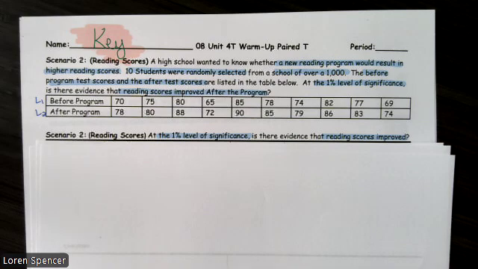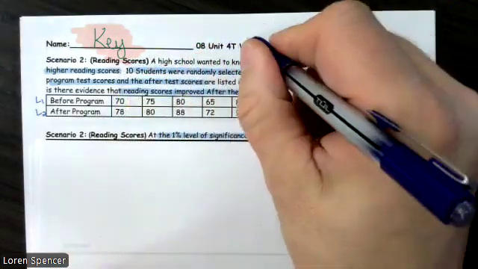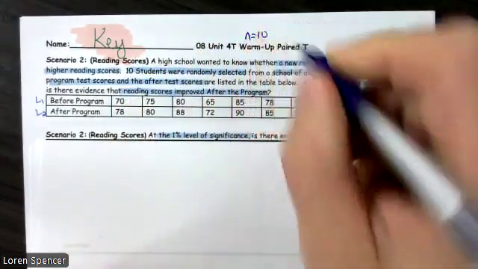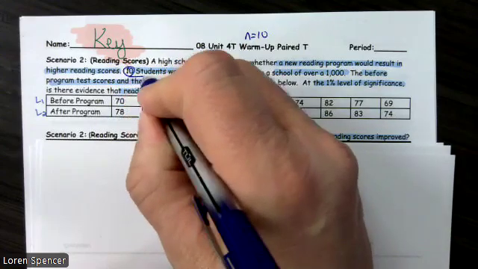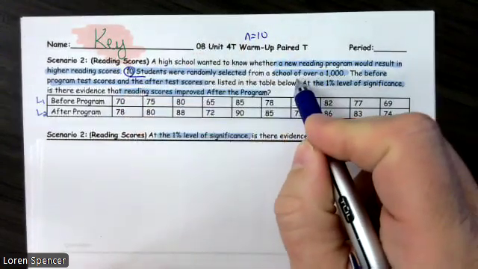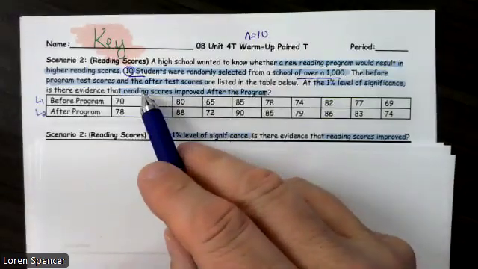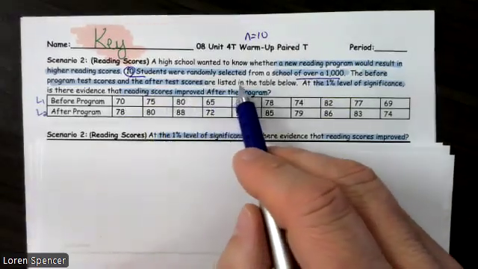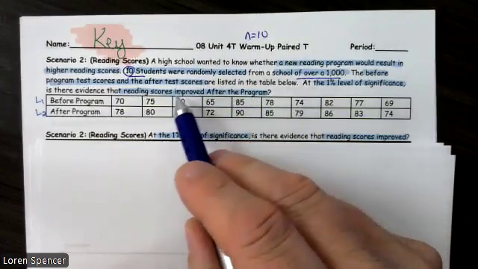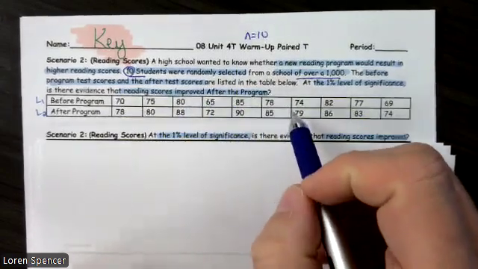So a high school wanted to know whether a new reading program would result in higher reading scores. 10 students were randomly selected from a school of over 1,000. So we know our sample size is 10, so n is 10, and that's given to us right here from a school of over 1,000. So there's our population size. Before-program test scores and after test scores are listed. So they were tested twice, before they took the program and then after the program.